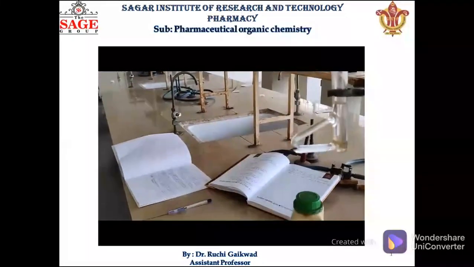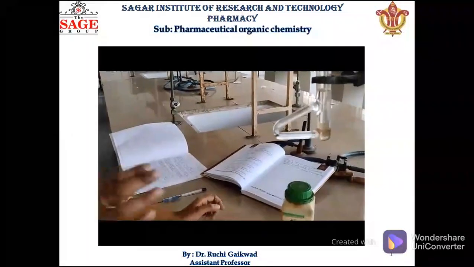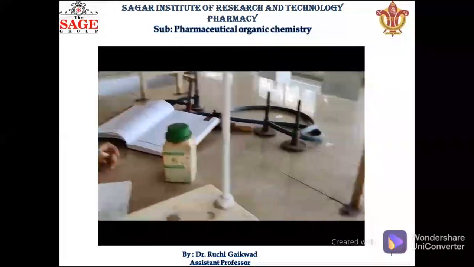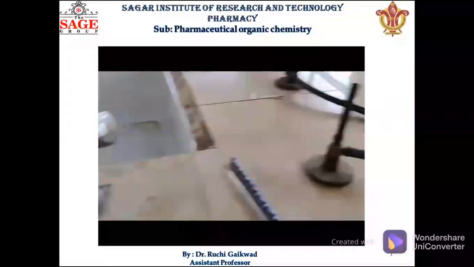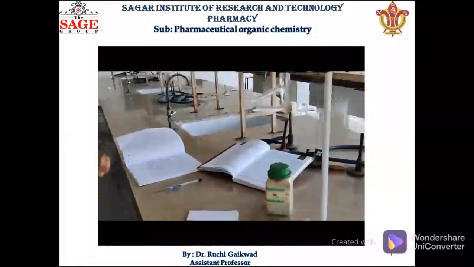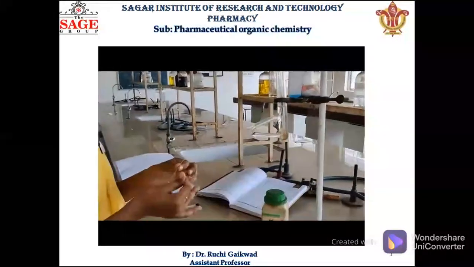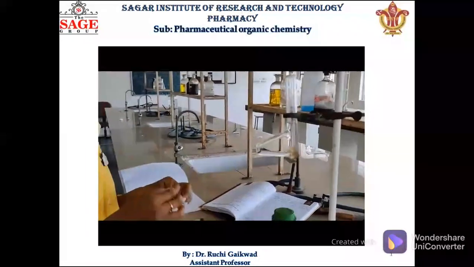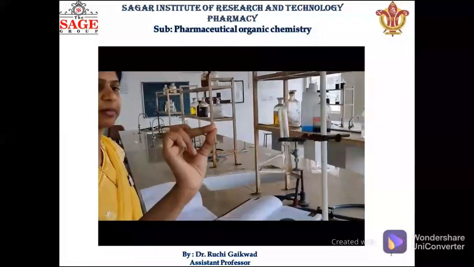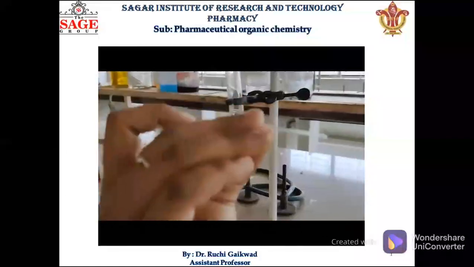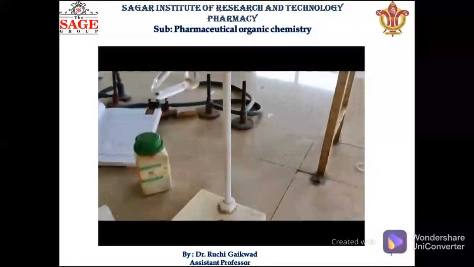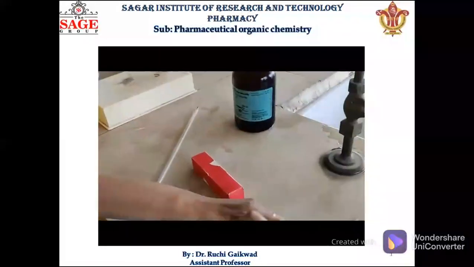In this practical we have to use this Thiele tube, a capillary tube, liquid paraffin oil and a thermometer. So these four things we require in this practical. First of all, we have to seal this capillary tube. I have already sealed this capillary tube, as you have seen here. A bulb is formed at the end of the capillary.